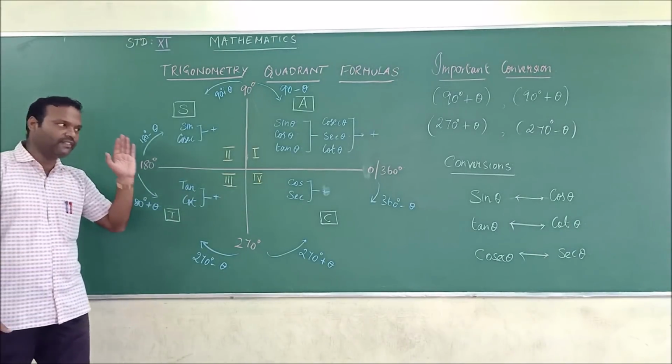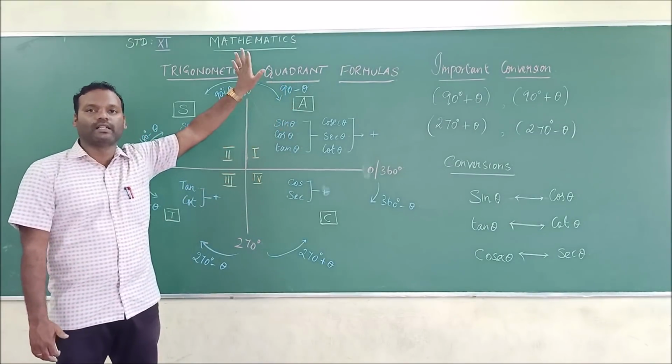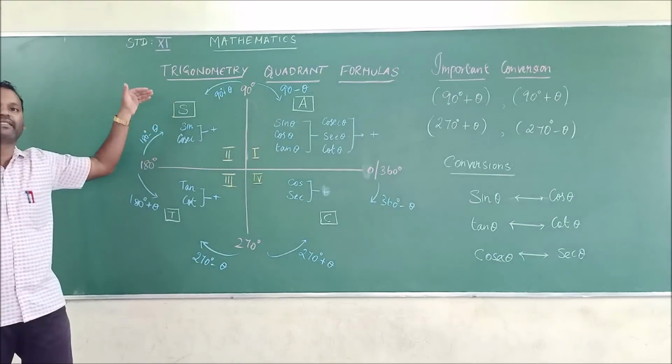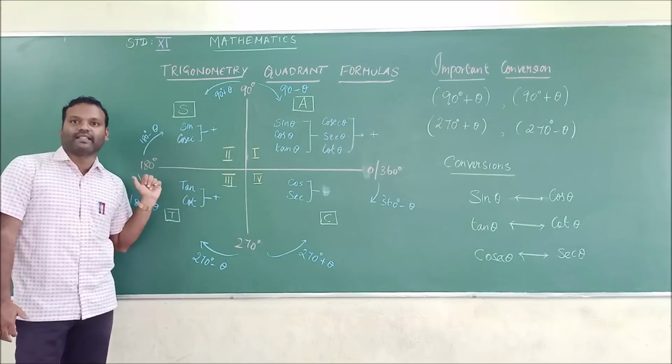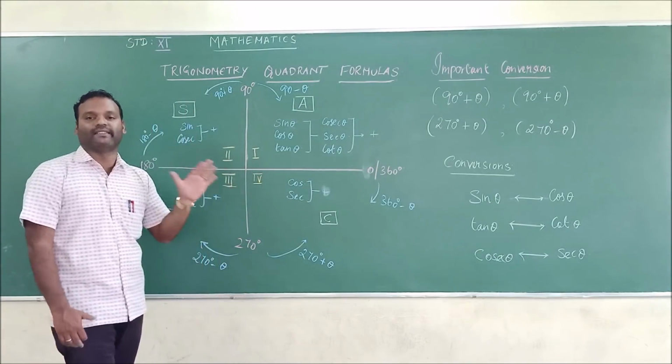So you have to be familiar with these signs. In the first quadrant, all the 6 trigonometric ratios are positive. In the second quadrant, sine and its reciprocal. In the third quadrant, tan and its reciprocal. In the fourth quadrant, cos and its reciprocal, secant.